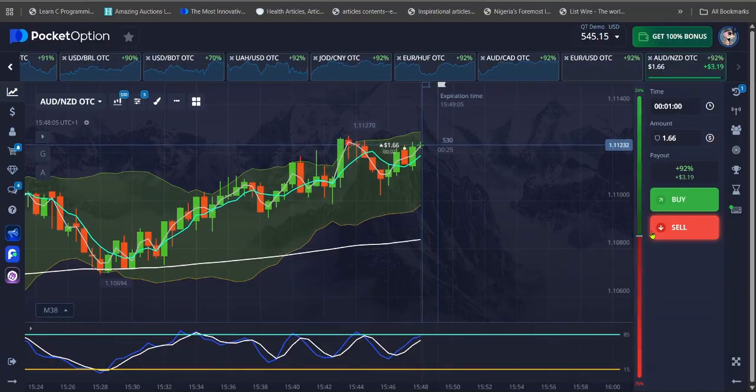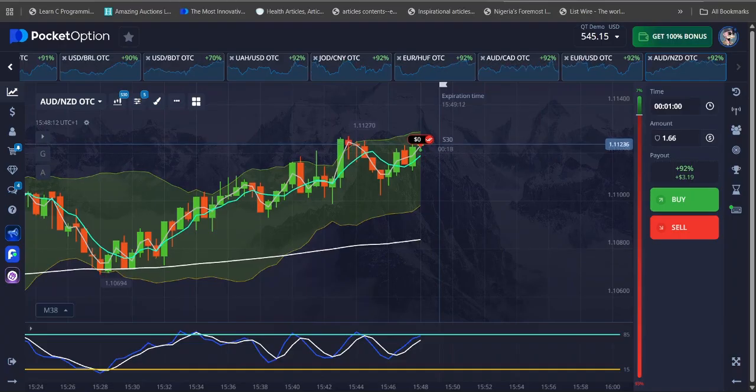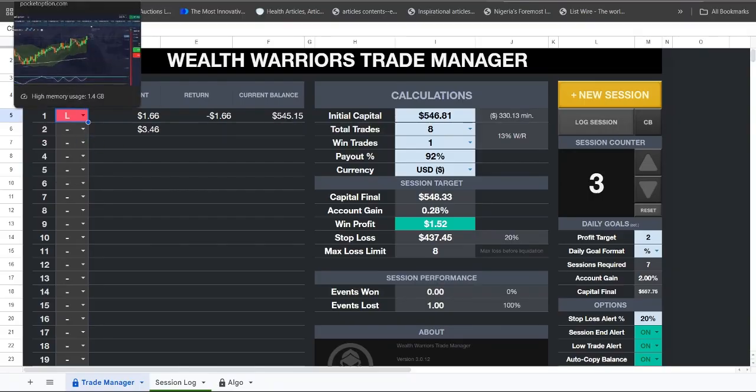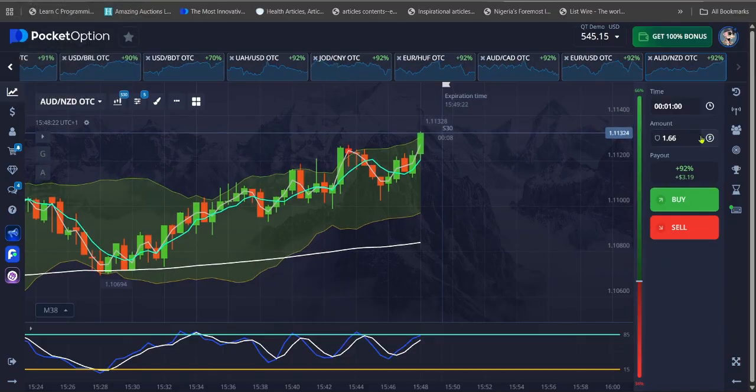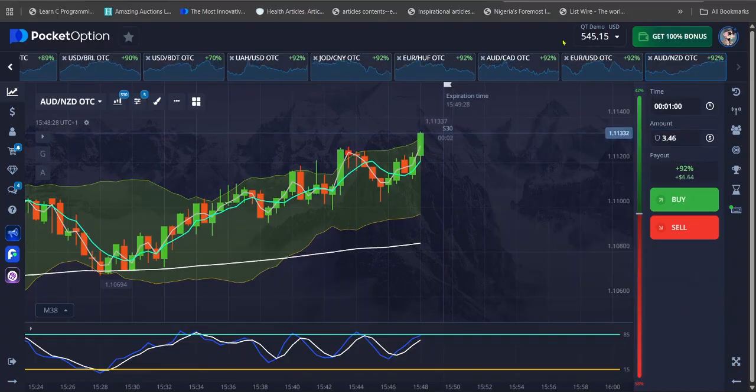Okay, and I think it's a win. We lost that trade by a second, and that is okay. So let's go for another. We'll go with 3.46. Let's look for another opportunity.